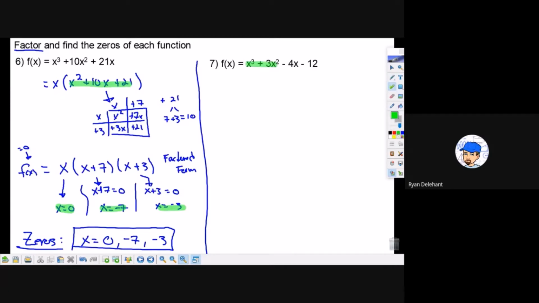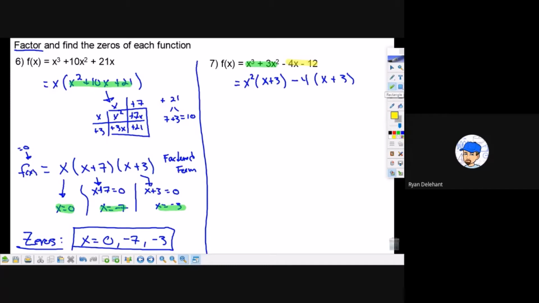Look at the grouping since you've got 4 things and see what they have in common and see if something special happens. What's similar between x to the 3rd and 3x squared? Both of those things have an x squared in common. And what's left over? x plus 3. Now I'm going to do the same thing here. What do -4x and -12 have in common? They're both multiples of -4, which leaves me an x plus 3.